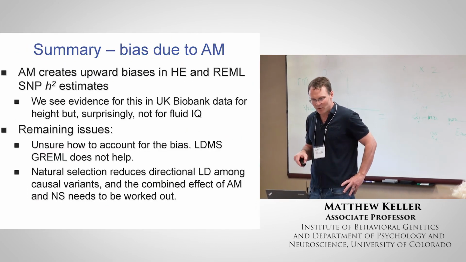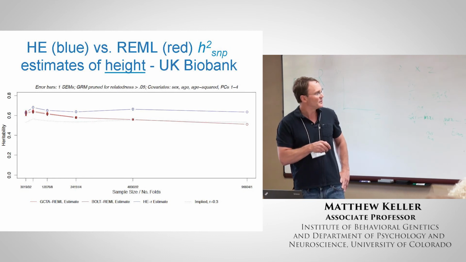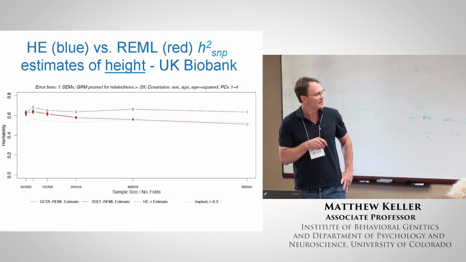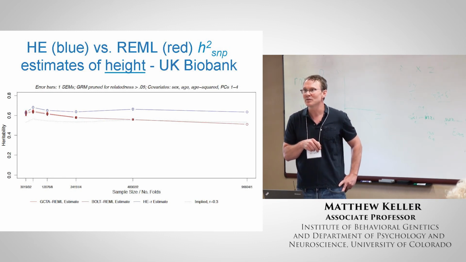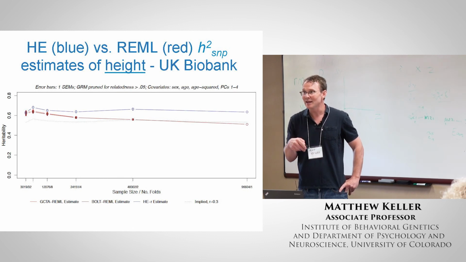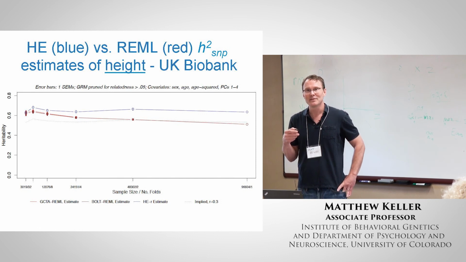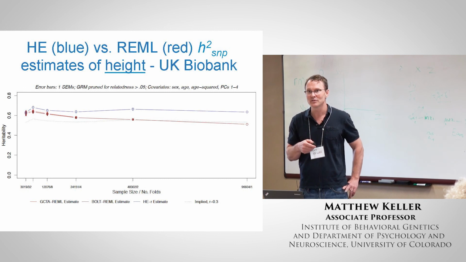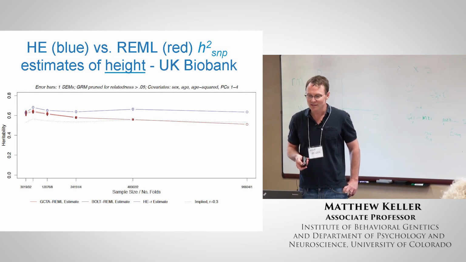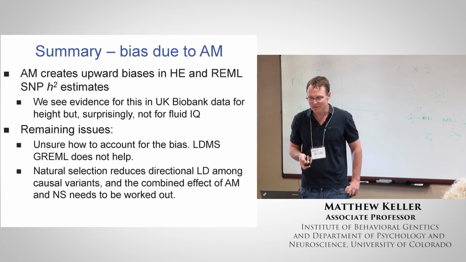By the way, this assortative mating bias predicts a particular pattern of results: the GREML results become increasingly different from the Haseman-Elston estimates as the sample size gets bigger. It's exactly what we see in the UK Biobank. So we think this is actually going on for height. When we looked at the same thing for IQ, we did not see this, which could mean that the effects of natural selection are counteracting almost exactly the effects of assortative mating on LD. I don't know. So this is where things get complicated.